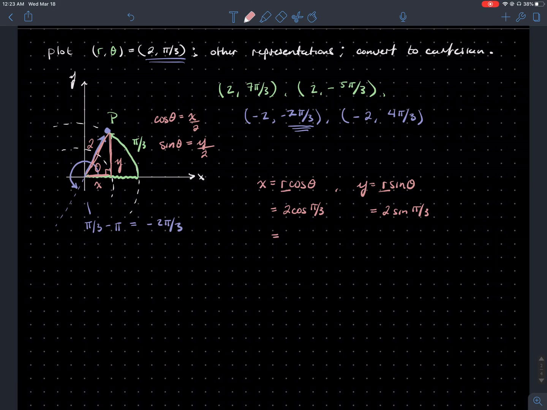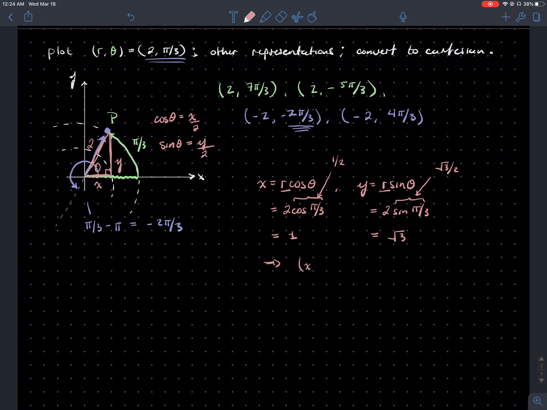So cosine of pi thirds from your unit circle, make sure you're not really trying to fight the urge to use your unit circle, because remember, that's just this small increment going to the right, so that ends up being 1/2. So cosine of pi thirds is equal to 1/2, and 1/2 times 2 is equal to 1. And sine of pi thirds is equal to square root of 3 over 2. And so square root of 3 over 2 times 2 just ends up being equal to square root of 3.